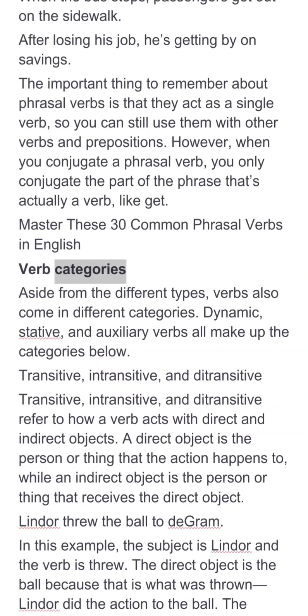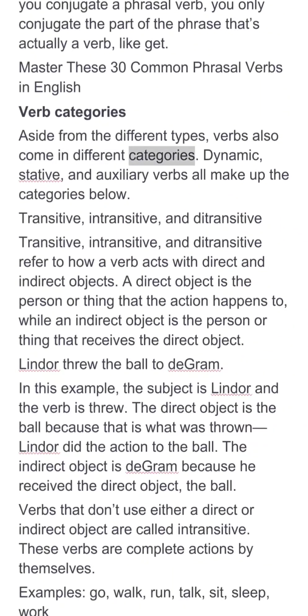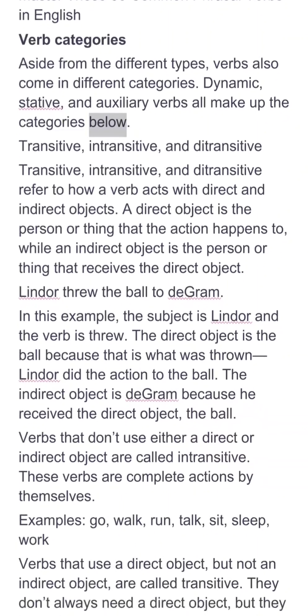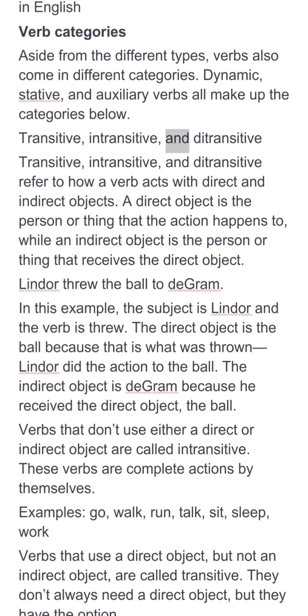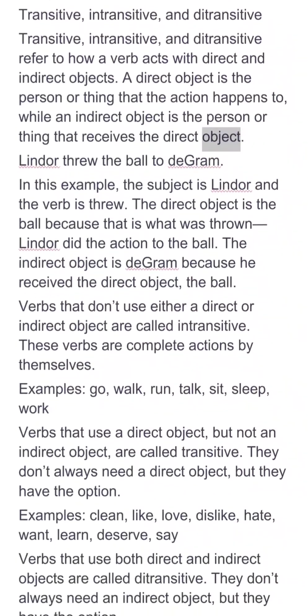Verb categories. Aside from the different types, verbs also come in different categories. Dynamic, stative, and auxiliary verbs all make up the categories below. Transitive, intransitive, and ditransitive. Transitive, intransitive, and ditransitive refer to how a verb acts with direct and indirect objects. A direct object is a person or thing that the action happens to, while an indirect object is a person or thing that receives the direct object.